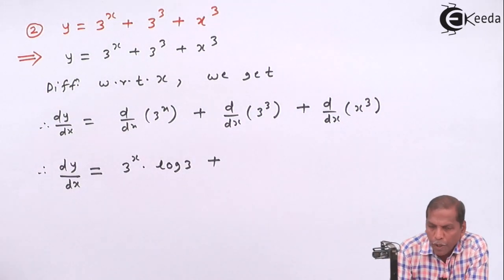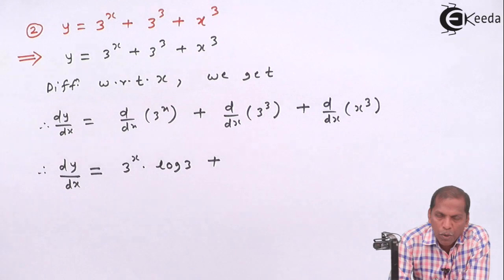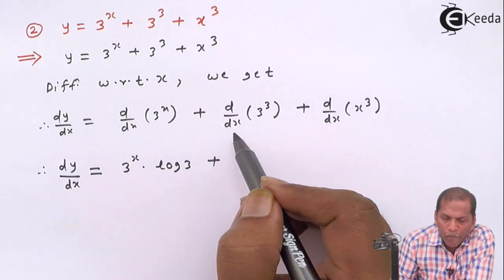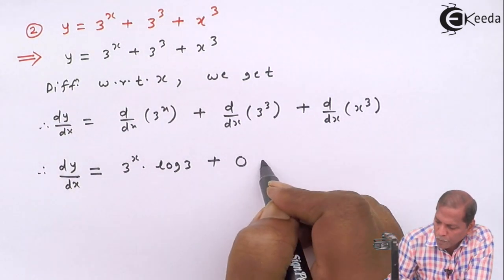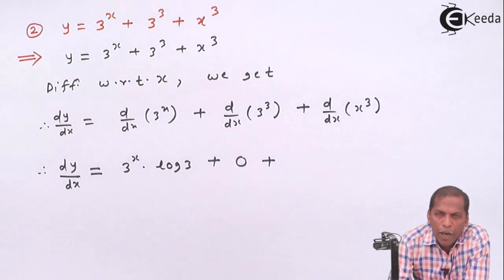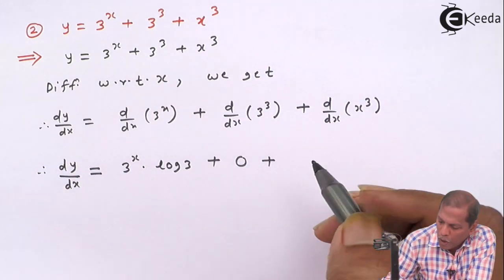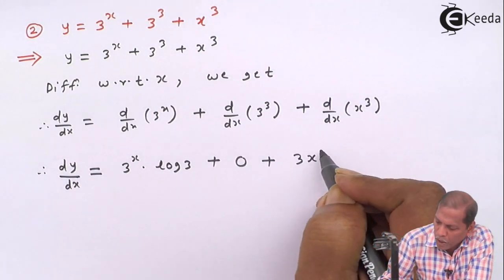plus, now here d by dx of 3 raised 3, so here 3 raised 3 gives us 27, which represents a constant term, and derivative of a constant term is always 0, and therefore the derivative of 3 raised 3 is 0 plus, now d by dx of x cube, so here we use the power rule that d by dx of x raised n gives us n into x raised n minus 1, and therefore the d by dx of x cube gives us 3x square.